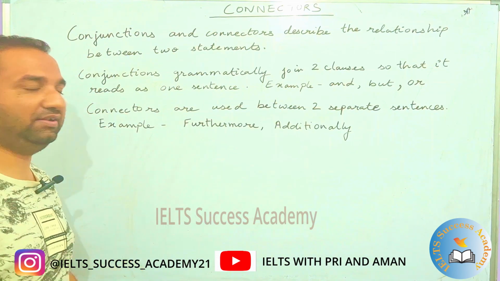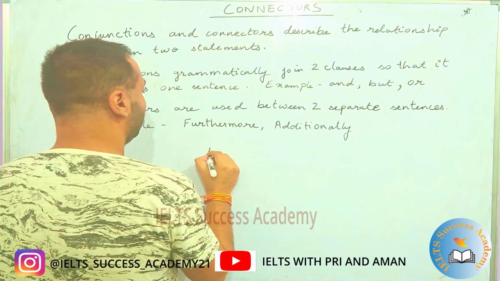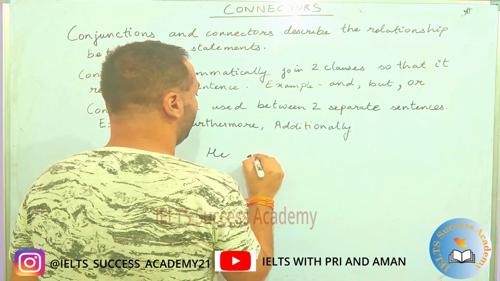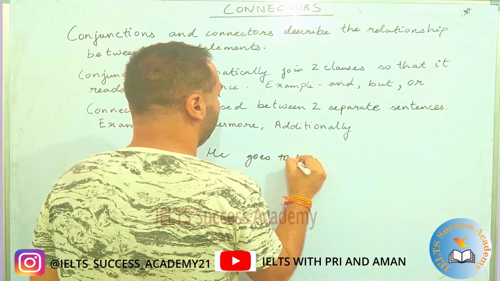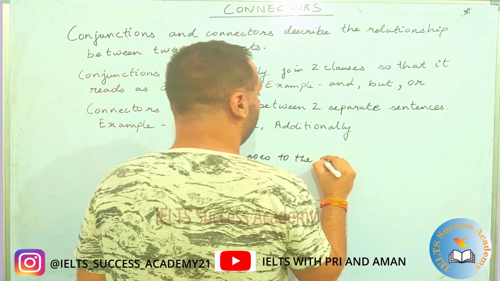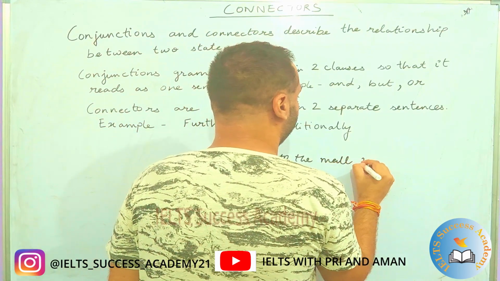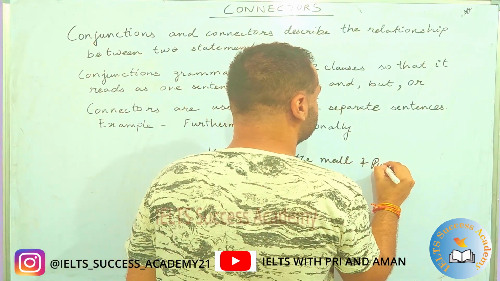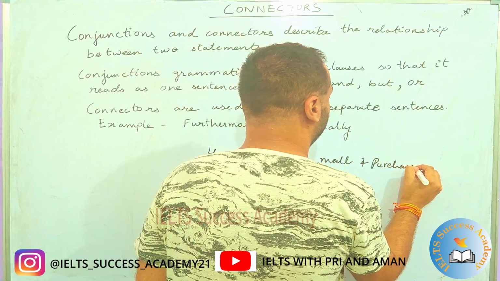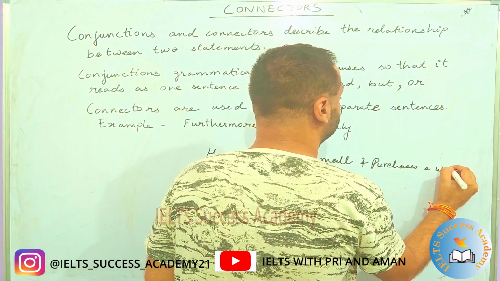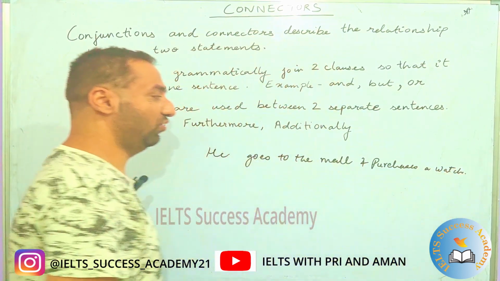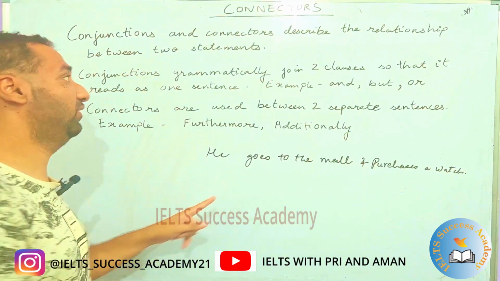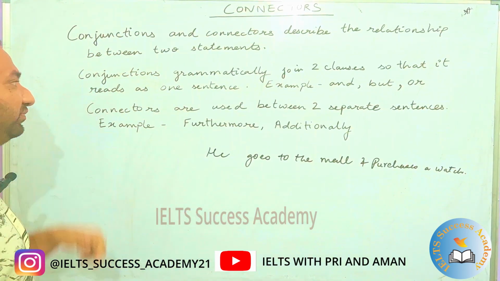For example, he goes to the mall and purchases a watch. This is an example of a conjunction.